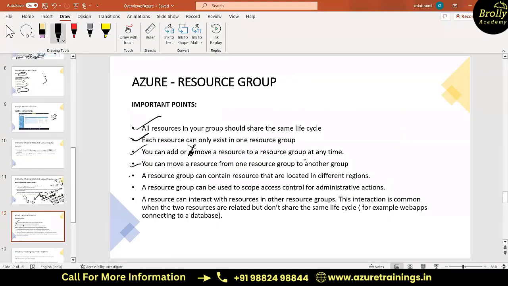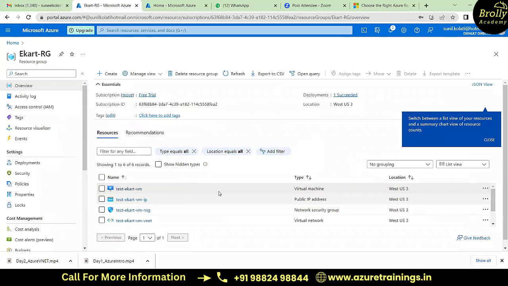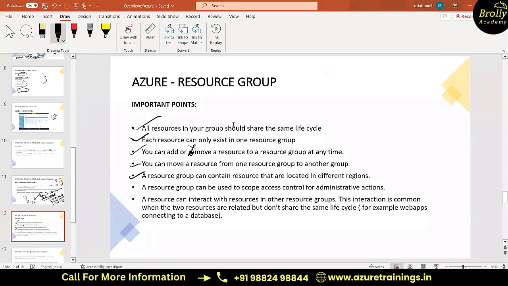Next thing is a resource group can contain resources that are located in different regions. See, this resource is hosted in West US 3 location. Similarly, I can create one more VM in the East US region, and I can place that VM, which was created in the East US location, in this resource group also. There is no restriction.